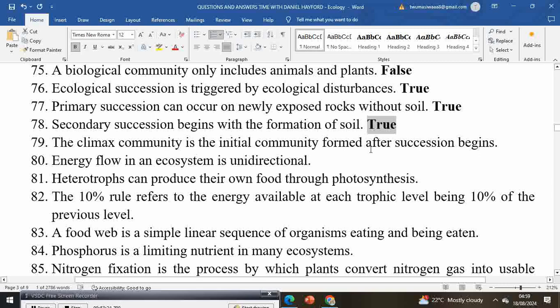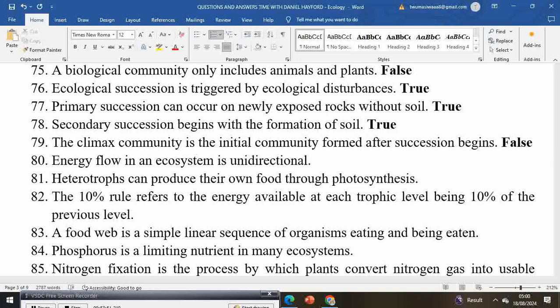The climax community is the initial community formed after succession begins. Is this one true or false? 79. This statement is false. What is your explanation? You have to try and give your explanation. You can leave your explanation as a comment.